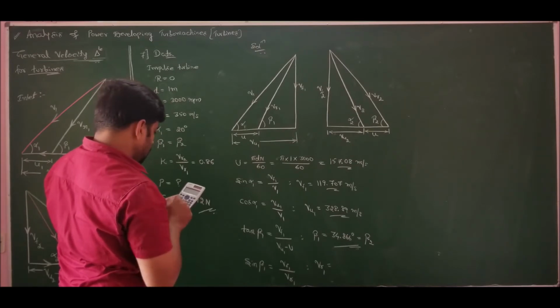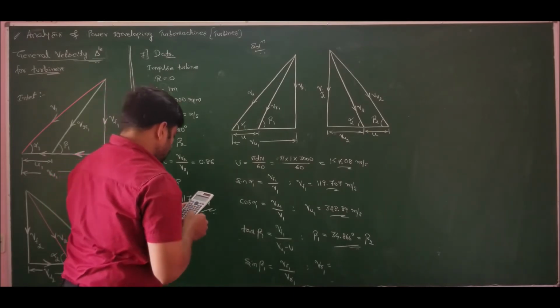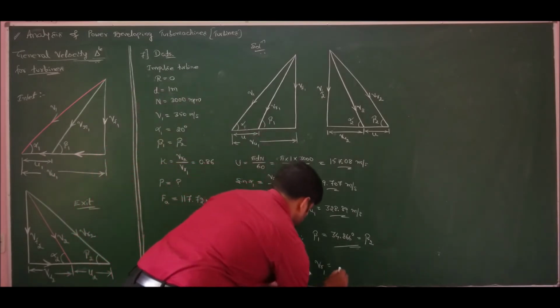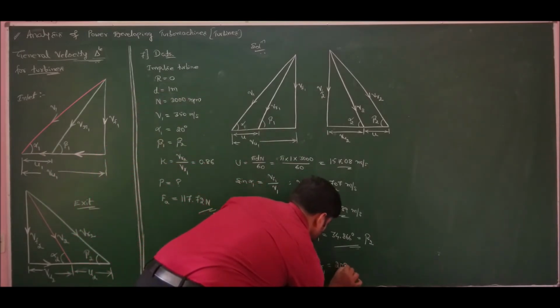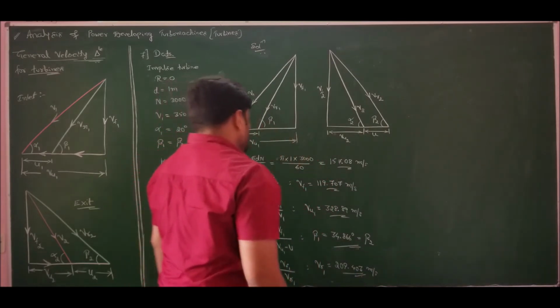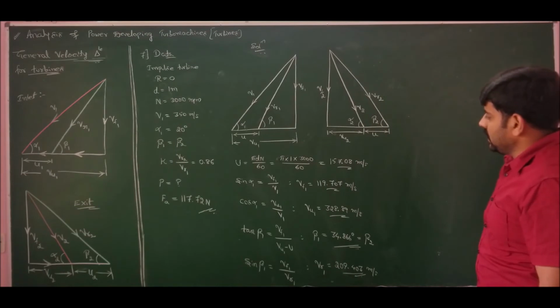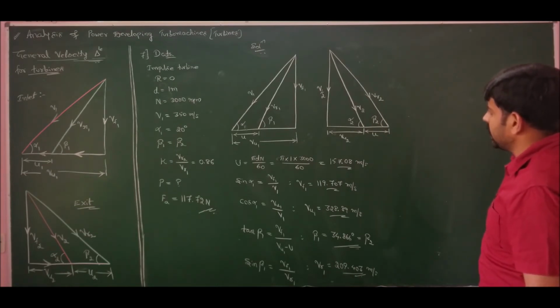VF1 is 119.707 divided by sin beta 1, which is 34.866. So VR1 is 209.403 meters per second. So this completes all the velocities and blade angles of inlet. Let us move to the outlet velocity triangle.